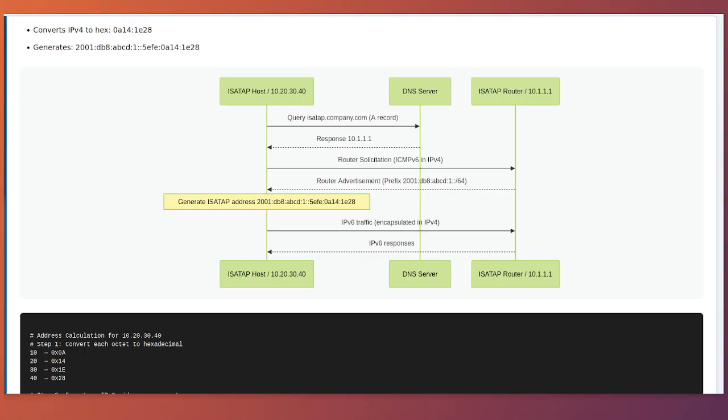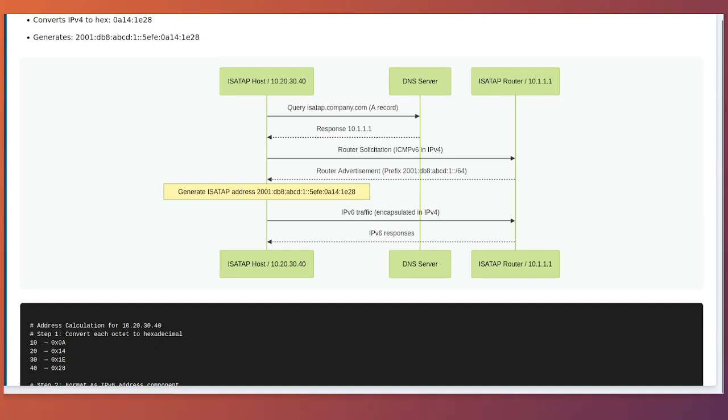When it sends an IPv6 packet, the ISATAP implementation encapsulates it in an IPv4 packet with the destination being the ISATAP router at 10.1.1.1. The router receives the IPv4 packet, extracts the IPv6 packet, and forwards it according to its IPv6 routing table.